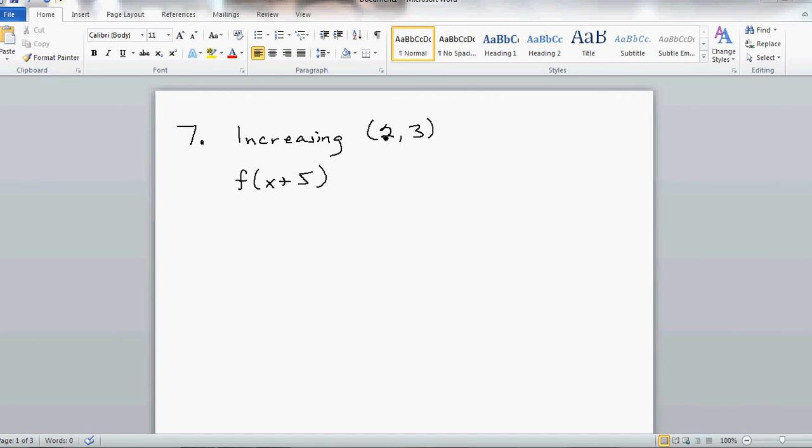So if it's increasing from 2 to 3, and we shift this whole thing 5 to the left, then that means the new function will be increasing from -3 to -2 when we shift the whole thing 5 to the left. And so this really isn't difficult mathematically speaking. It's just to work your way through and understand everything that's going on.